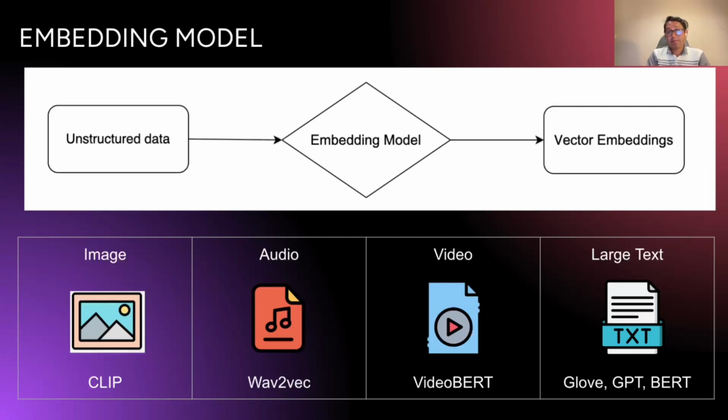using massive data sets. So we have unstructured data. Those are passed into the embedding model, and then we get vector embeddings. We have many kinds of unstructured data like image, audio, video, and even large text. So we have vector embedding models for each type.